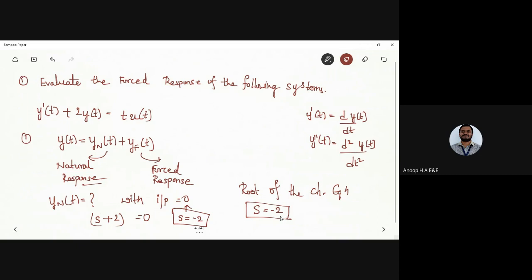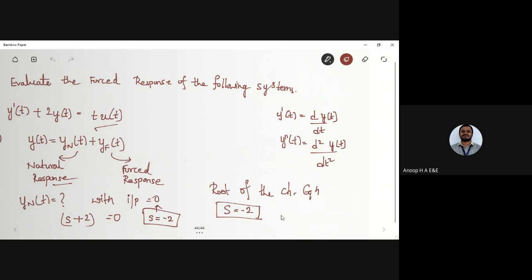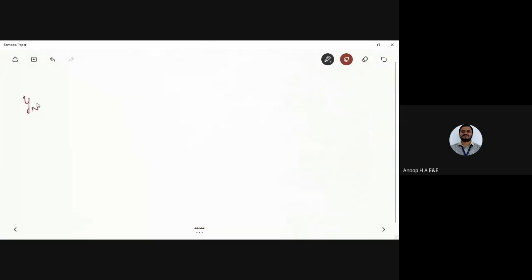So I'll be having the forced response of the system also being evaluated, but depending on the root of the characteristic equation. So what would be the natural response of the system? What would be the natural response? If you can recall, I'll be having the root to be a real. So this root, which is real and distinct, real and distinct. Got it?